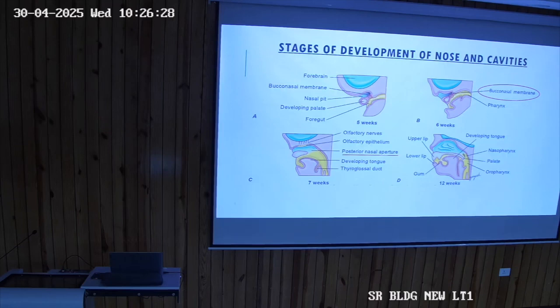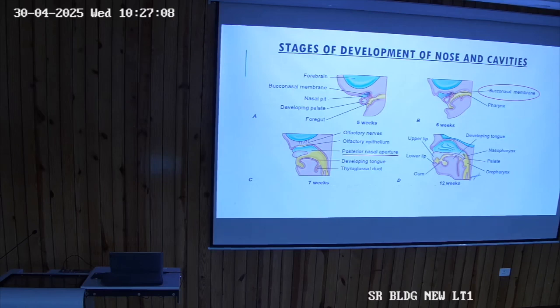So what happens with time? There is rupture of this bucconasal membrane and there is a communication which develops between the nasal cavity and the oral cavity. Basically this anterior part of the nasal pit, which is between lateral nasal process and the medial nasal process, separated from the stomodium, now it forms anterior nares. Okay, and this rupture of the bucconasal part is going to form posterior nares. Okay, so basically this nasal cavity is the space between the anterior nares and posterior nares.